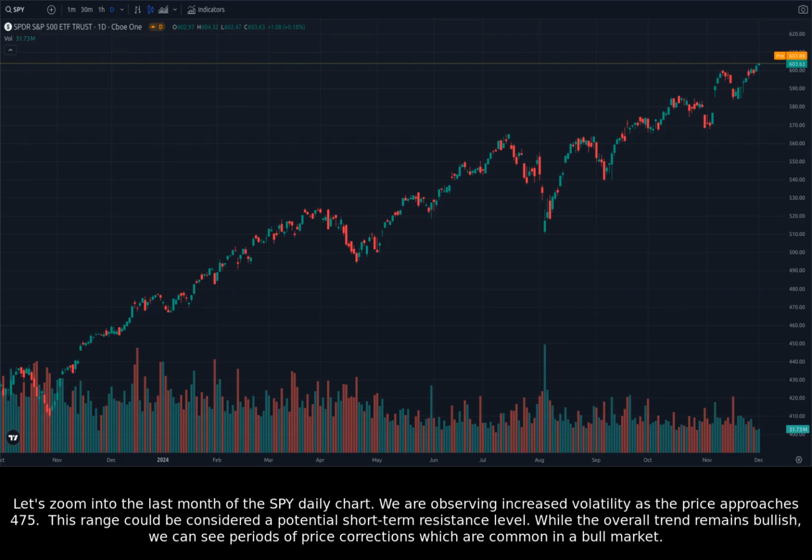Let's zoom into the last month of the SPY daily chart. We are observing increased volatility as the price approaches 475. This range could be considered a potential short-term resistance level. While the overall trend remains bullish, we can see periods of price corrections, which are common in a bull market.